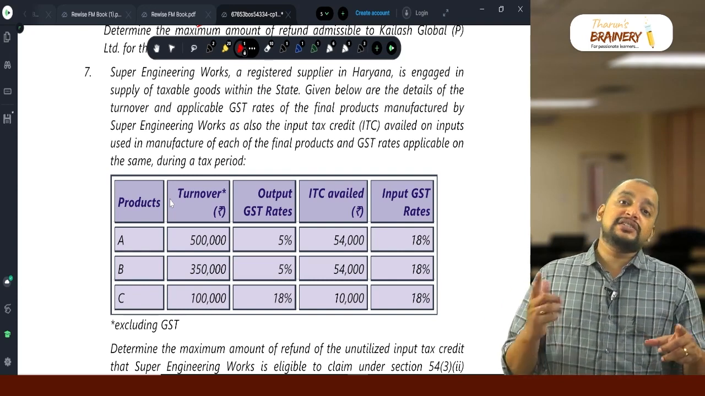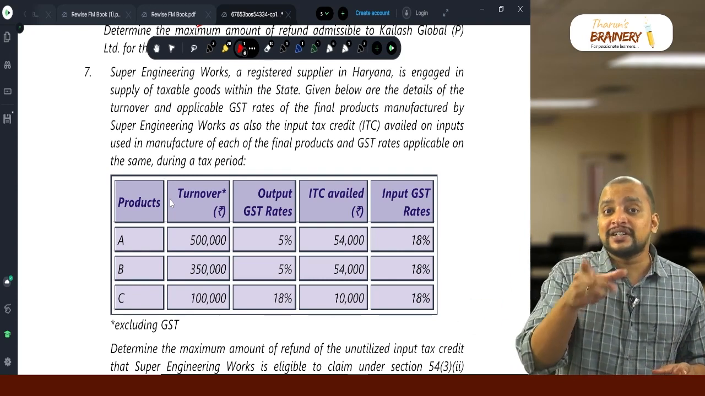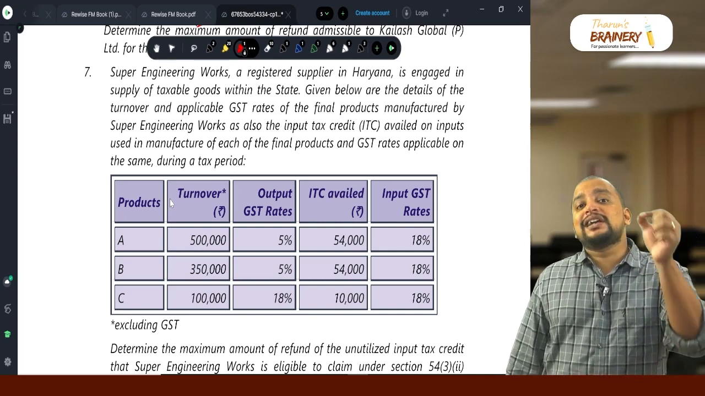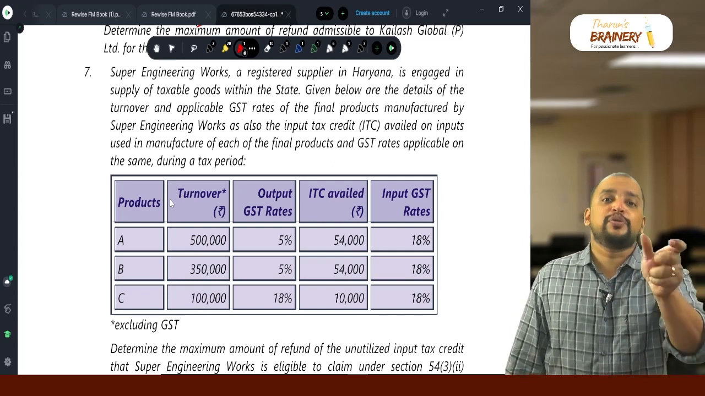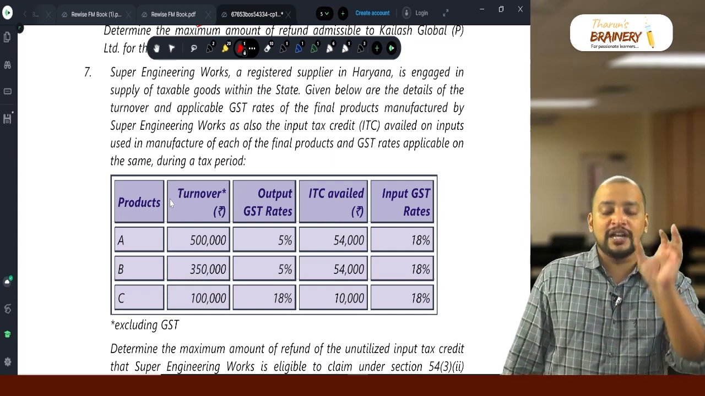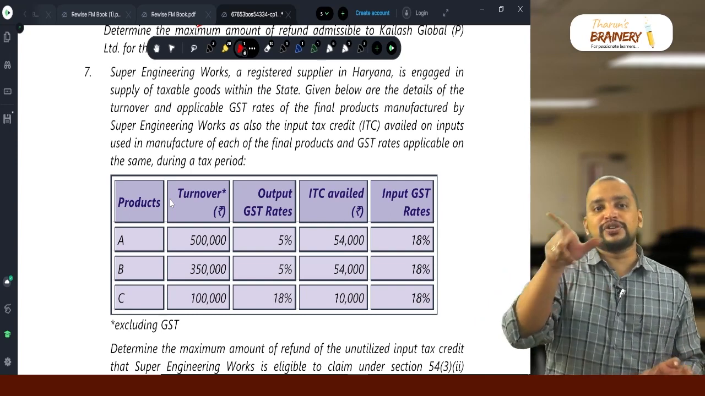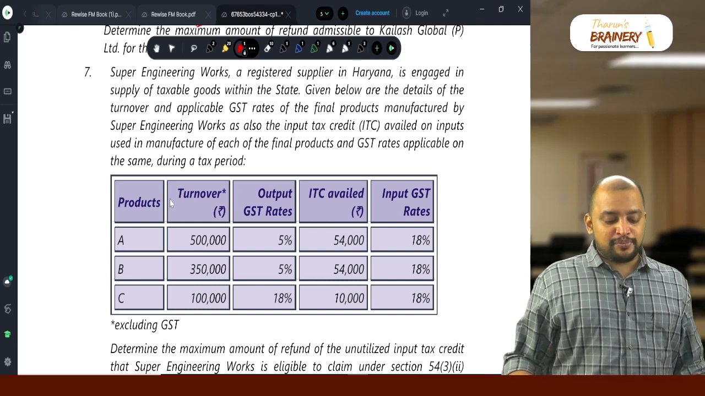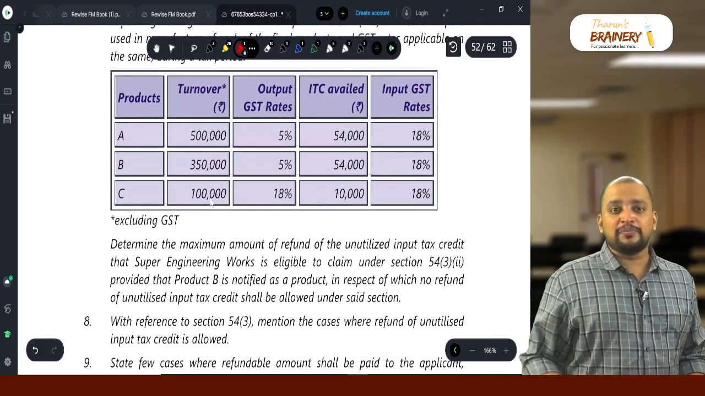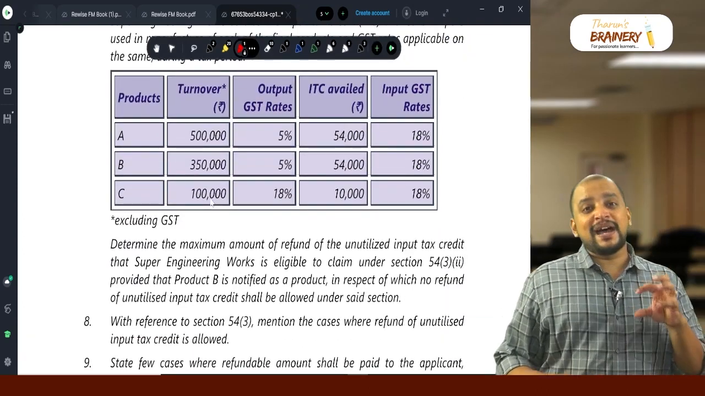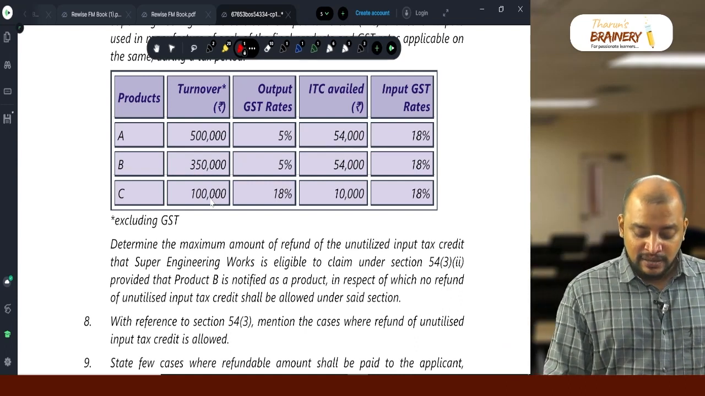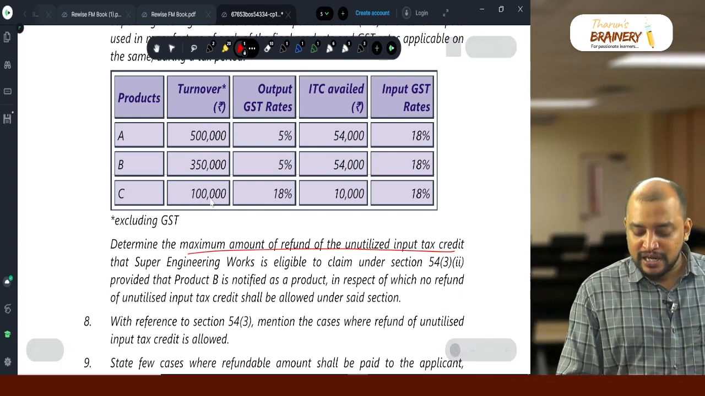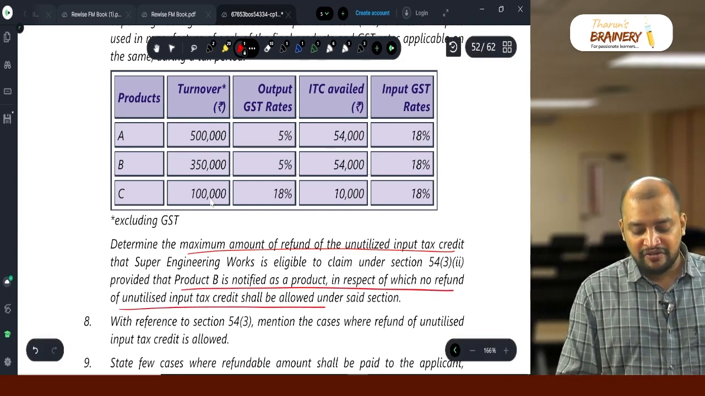Remember, in case of refund of unutilized ITC on account of inverted tax structure, we will get refund only to the extent of ITC with respect to inputs, not input services and capital goods, only inputs. In case of zero rated, inputs and input services. Here only inputs data we should take. Three products are given, product A, product B and product C. Determine the maximum amount of refund, provided that product B is notified as a product in which no refund is allowed.